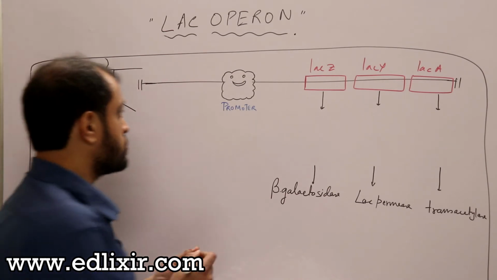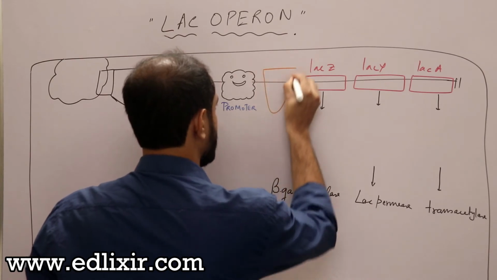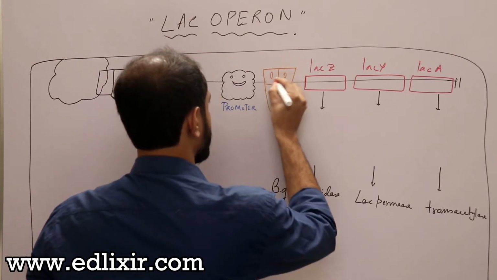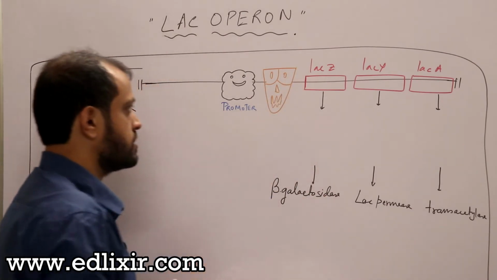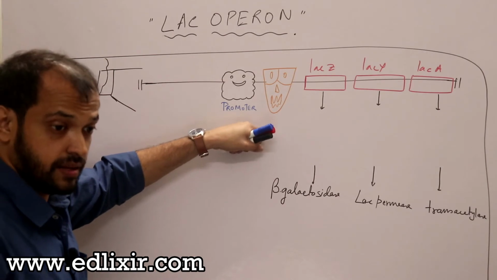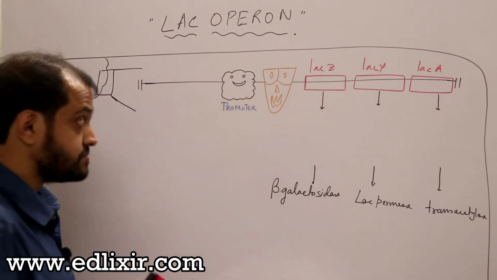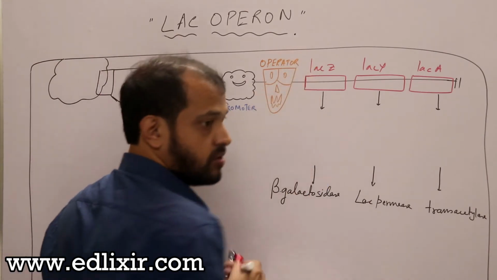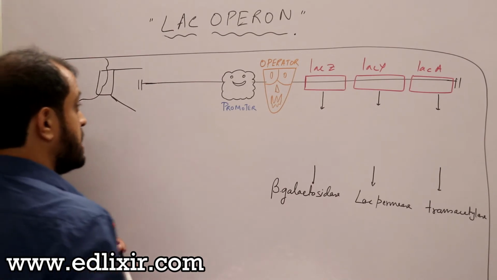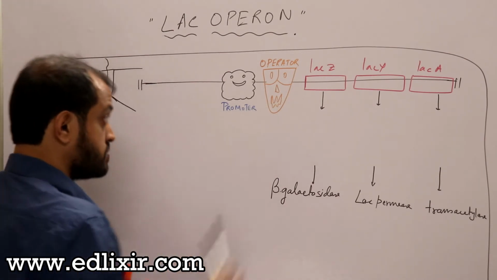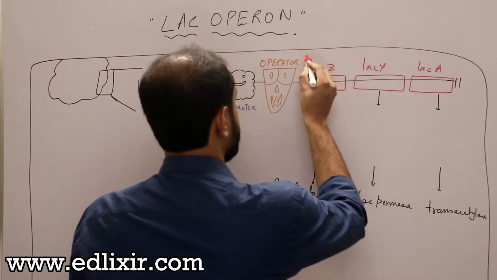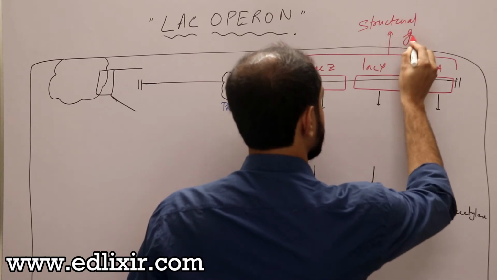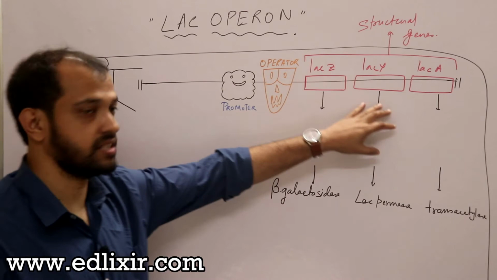So what are those areas which control the promoter? There is an area here which is a very scary area. Why? Because this will actually inhibit transcription of these genes. Now listen, this area is called the operator. Clear? That means the operator is present downstream of the promoter and upstream of these genes. Now listen, these three genes taken together are called structural genes, and these are the control elements.